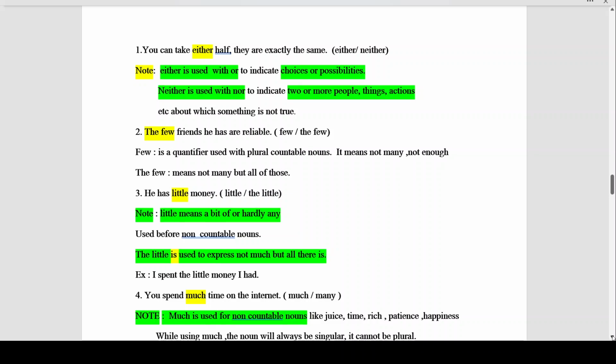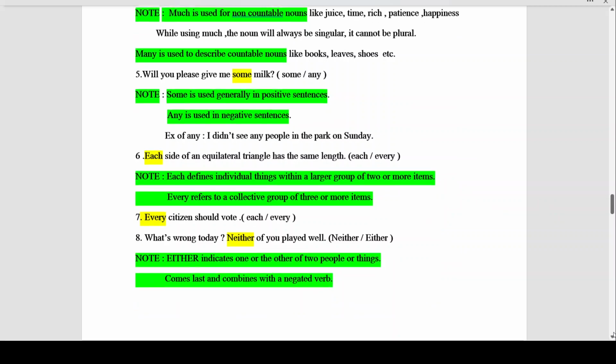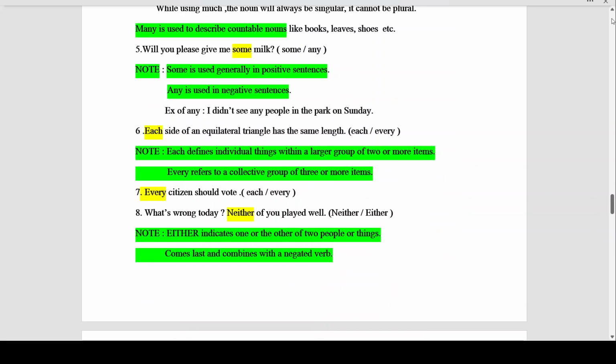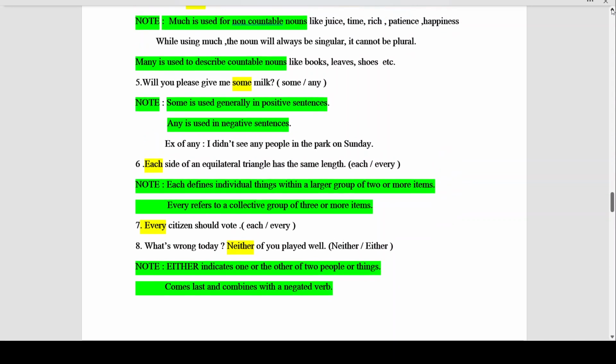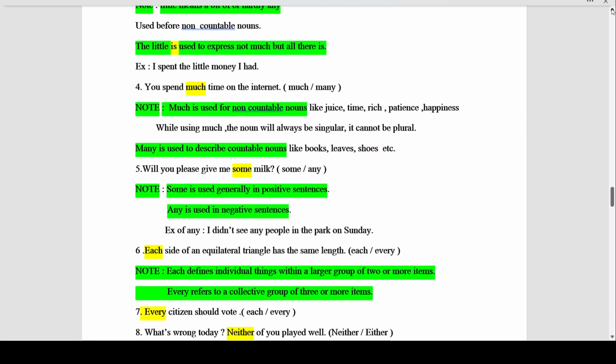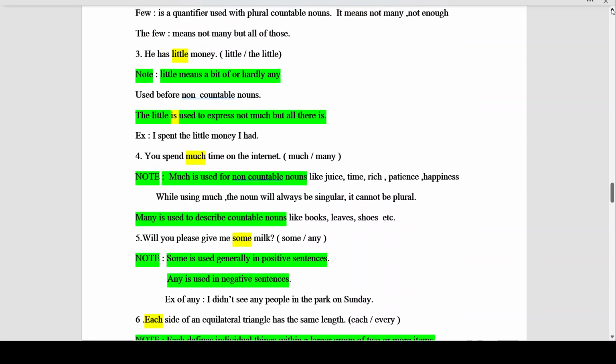Now, number 3, he has little money. Little or the little. He has little money. Why? We use little to specify that little means a bit of or hardly any. It is used before non-countable nouns. Now, money is a non-countable noun. The little is used to express not much but all there is.